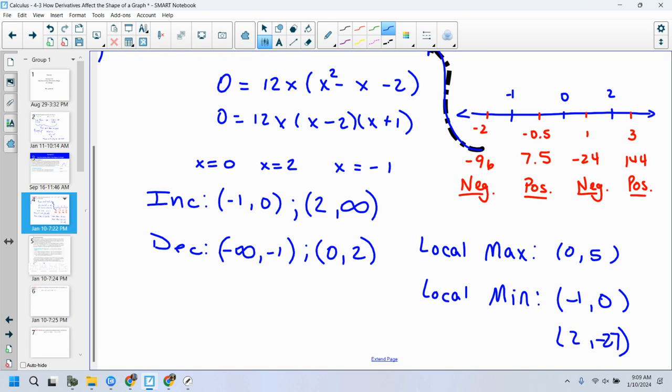And now I can start to get a better idea of what this function looks like, right? I know how high or low my maximums and minimums are. I know where it's increasing and where it's decreasing. I know a lot more about the graph based on this first derivative test. Okay, let's do one more first derivative test.